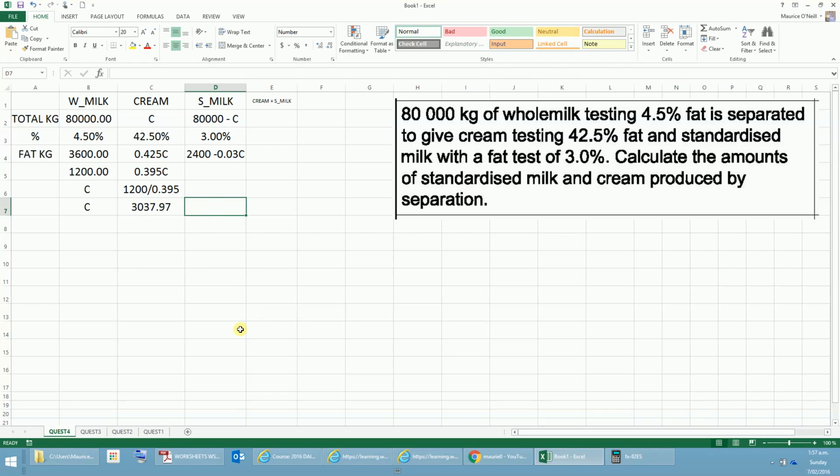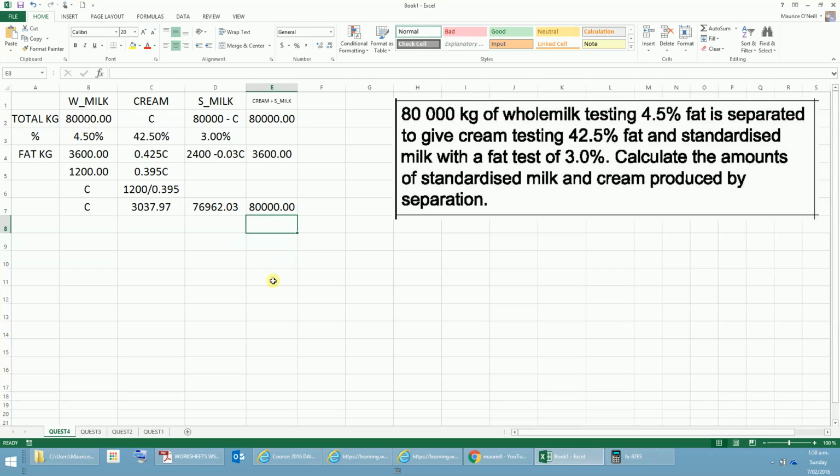And then of course we know the skim milk is just going to be 80,000 minus that, which is 76,962.03, and we can just do some little checks. We know that's going to add to 80,000 pretty simply. We know this here is going to be 3,600, and we can add these to check, and they should add up to 80,000. So the 80,000 kilograms of whole milk will be made into 3,037.97 kgs of cream and 76,962.03 kilograms of skim milk.